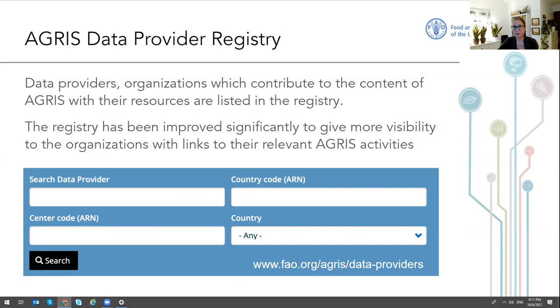They simply have to provide some information. We verify this information. We have received quite a lot of requests from organizations or even publishers that are particularly predatory, they have predatory journals, et cetera. There is quite a lot of quality control in that sense. And you can also search all the data providers that we have in Agris through this URL that is displayed here.